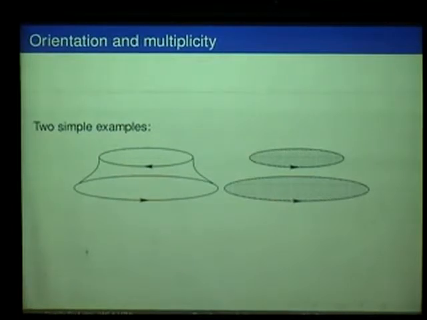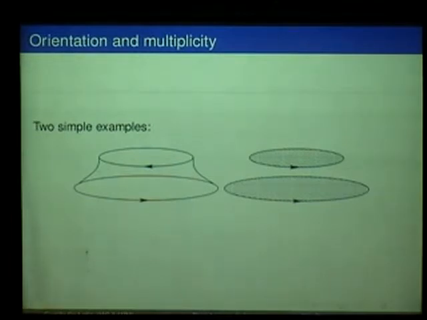Here you see on the left and on the right two circles in three-dimensional space. They lie on two parallel planes, and the centers of the two circles lie on the same line, which is perpendicular to the two planes. On the left, you see a situation in which the orientations of the two circles are opposite to each other. This circle is oriented in this way, and this circle is oriented in this way.